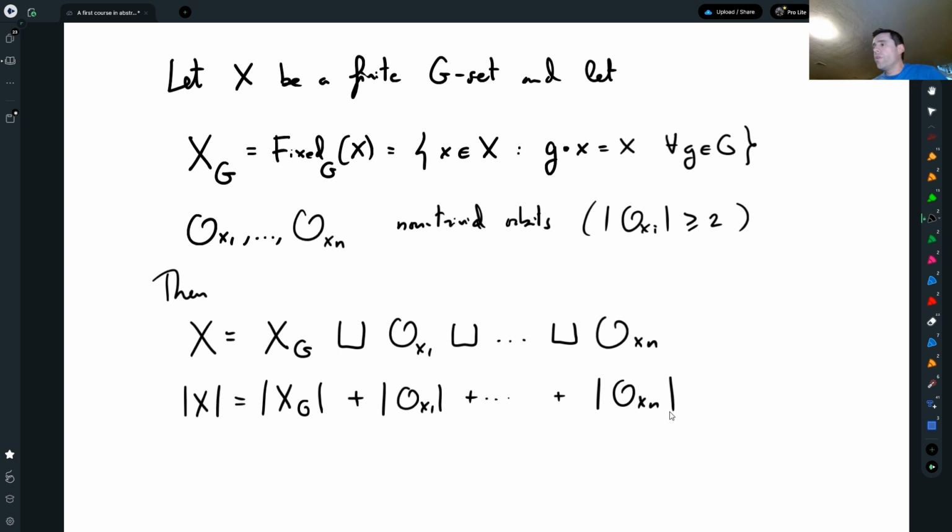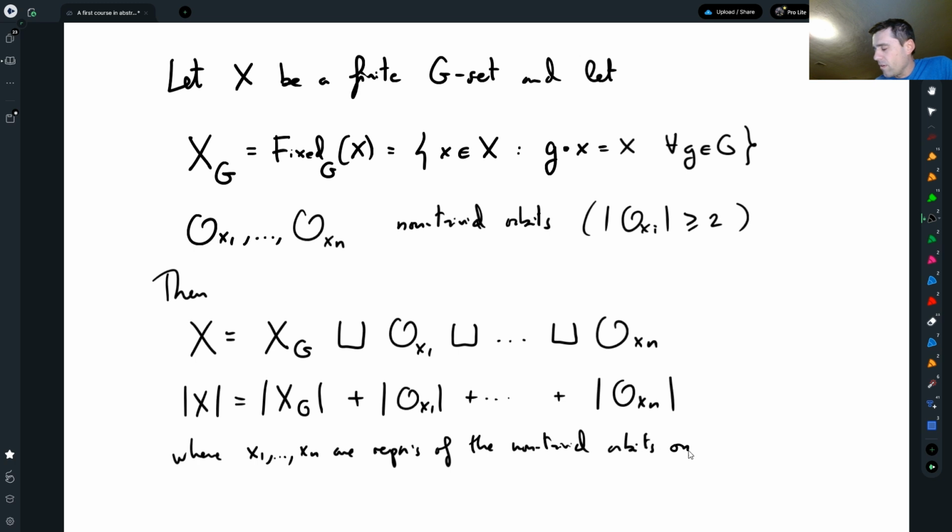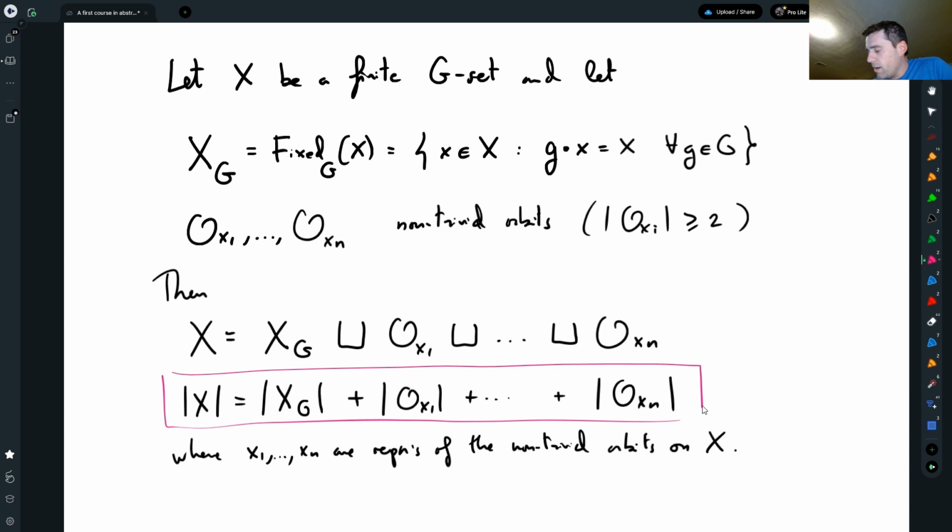Okay, so again, where x1 through xn are representatives of the non-trivial orbits on X. Okay, so this seemingly harmless equation is actually very important and has a lot of applications.